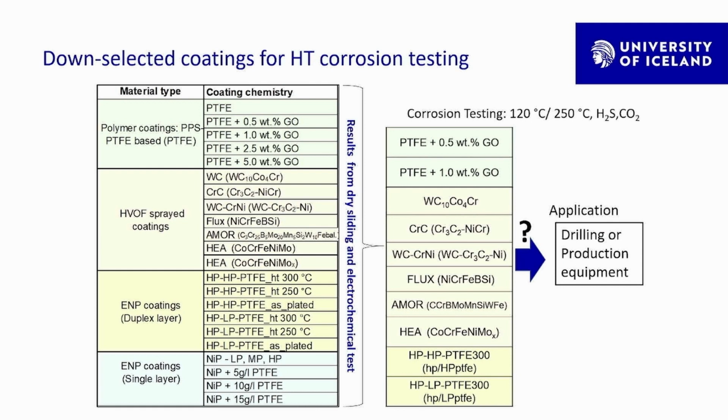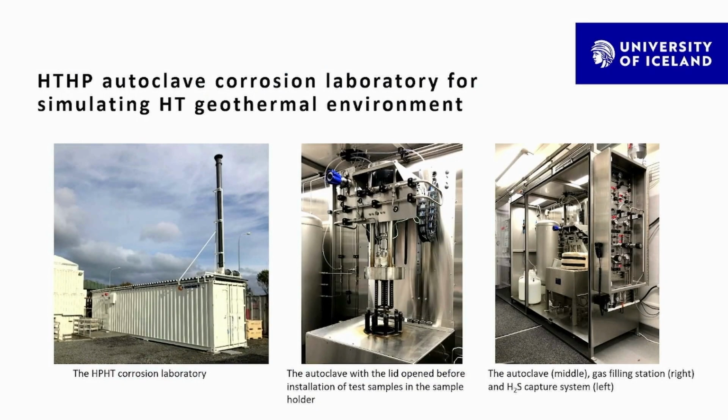Some dry sliding tests, wear tests, tribological tests were done in our laboratories, as well as electrochemical tests. And from that, we down-selected the coatings that you can see here for our high temperature corrosion testing. The approach here was to test in our new high temperature, high pressure autoclave corrosion laboratory at the University of Iceland, where we can go up to 450 degrees and 300 bars.